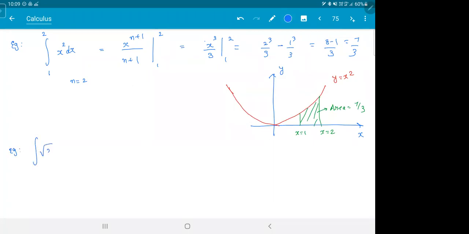Suppose integral root x dx from 0 to 1. Here n is half. So it's x power half plus 1 by half plus 1, limits 0 to 1. So this would be x power 3 by 2 by 3 by 2, limits 0 to 1. Put 1: 1 power 3 by 2 by 3 by 2. Put 0. So 0 goes off, you end up with 2 by 3.